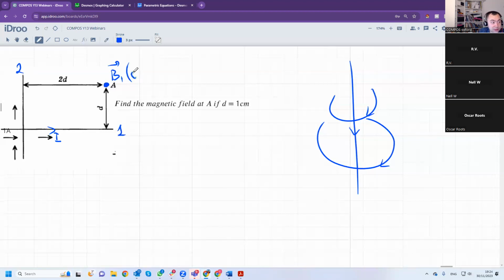Out of the page. So if you take the wire in your right hand, the magnetic field wraps around it. So what is the magnetic field produced by wire two? Wire two has a field like this. So at point A, B2 is into the page, yes, into the page.